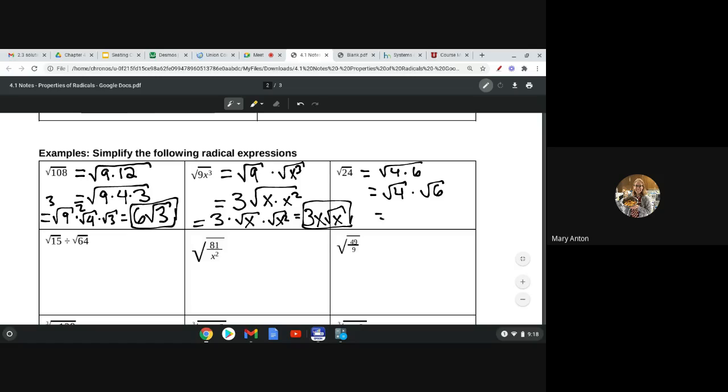And what's the square root of 4, class? That'd be 2 times the square root of 6. And that's our answer. Because are there any other perfect squares that are factors of 6? No. So that's as far as we can go.